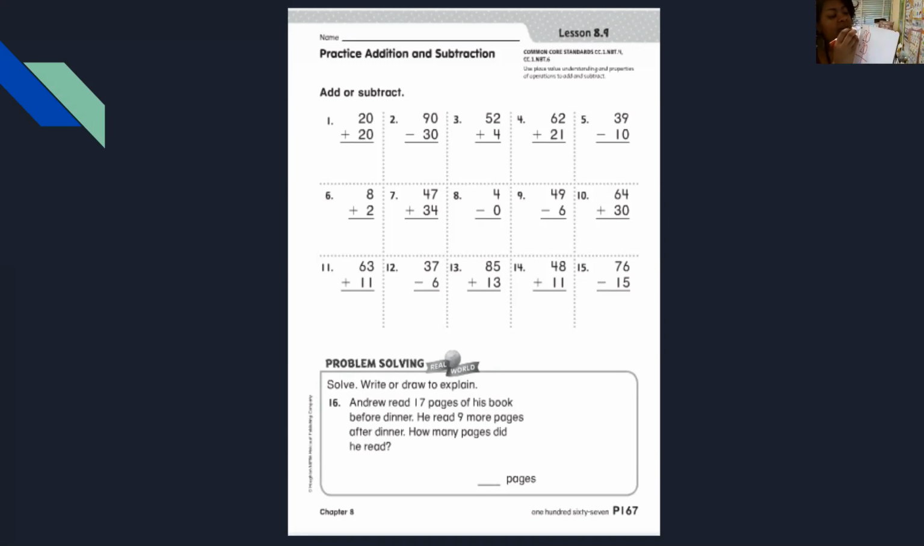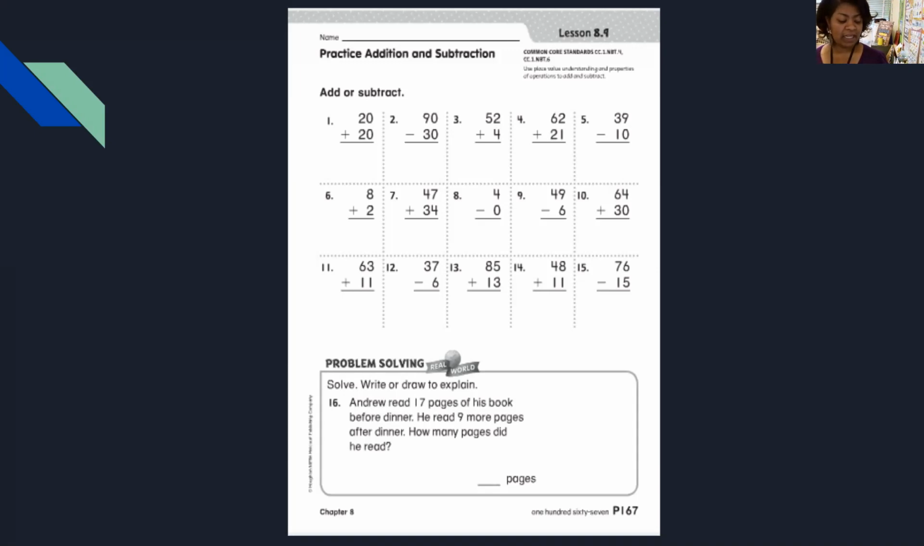I have my line, ones, tens. When you add or subtract, you always start in your ones place. So what is 0 plus 0? If I have nothing and I add nothing to it, I still have nothing. And what is 2 plus 2? 4. Look at that. It's still 40.